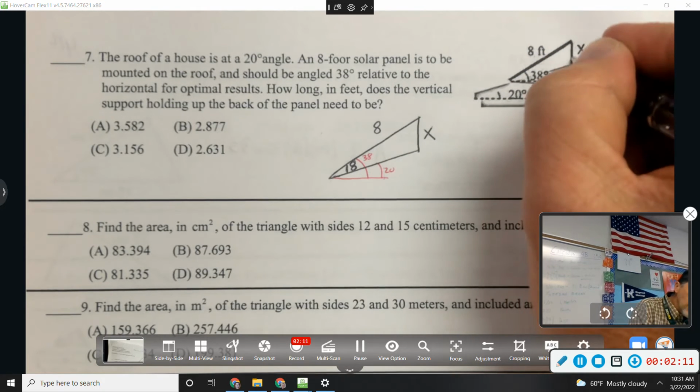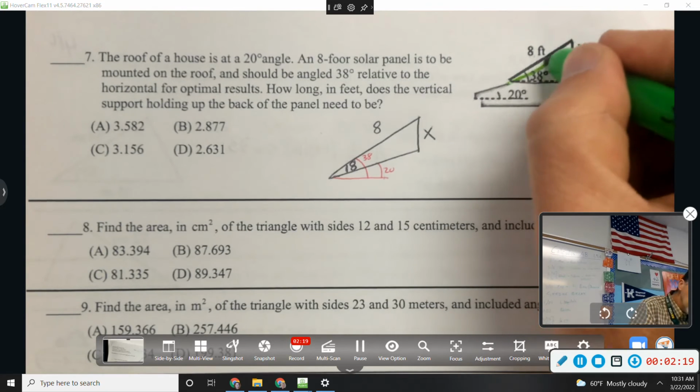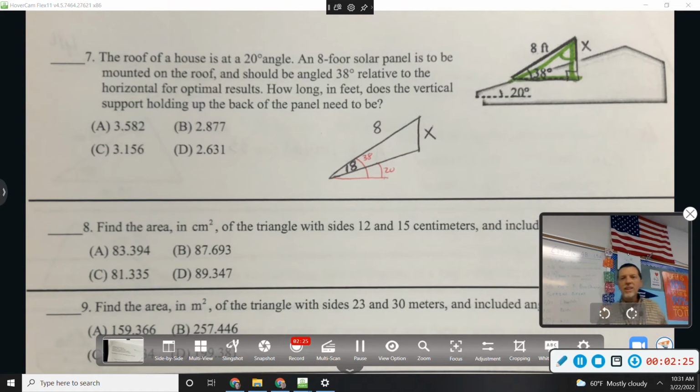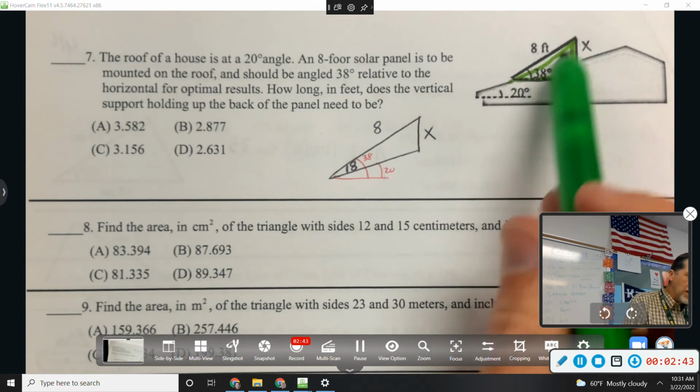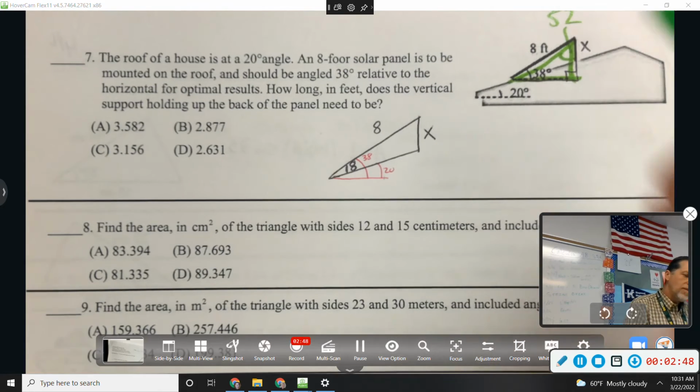Let's look at this picture. Look at that triangle. What can I learn by looking at that triangle? That top angle would be 90 minus 38. Yeah. So, wait, not 72, because I need to do 90 minus 38. So, 52.